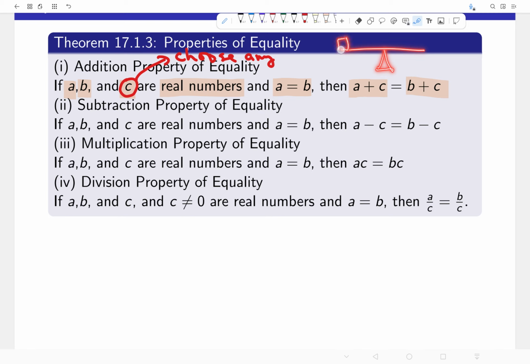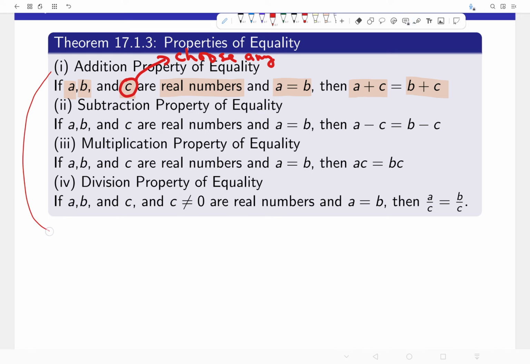So it's just like a fulcrum. If we have two objects of the same weight, and you add another object of the same weight to both sides, of course, we still have a balance. That's an analogy for this property. Let me give you some examples.